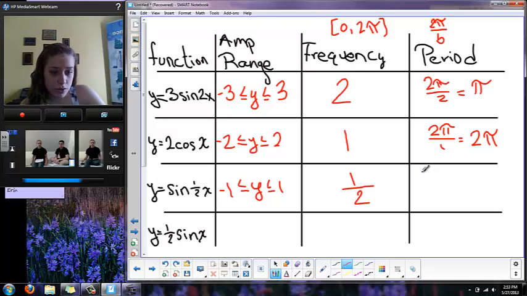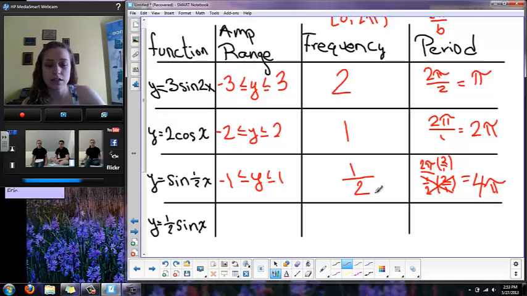So when I do 2 pi divided by 1/2, it's going to get a little bit complicated because now I have to multiply by the reciprocal. So I'm going to multiply the top and bottom by 2 over 1. Everything down here cancels out. 2 pi times 2, that's 4 pi. So how long does it take for me to see one curve? It's going to take 4 pi radians.